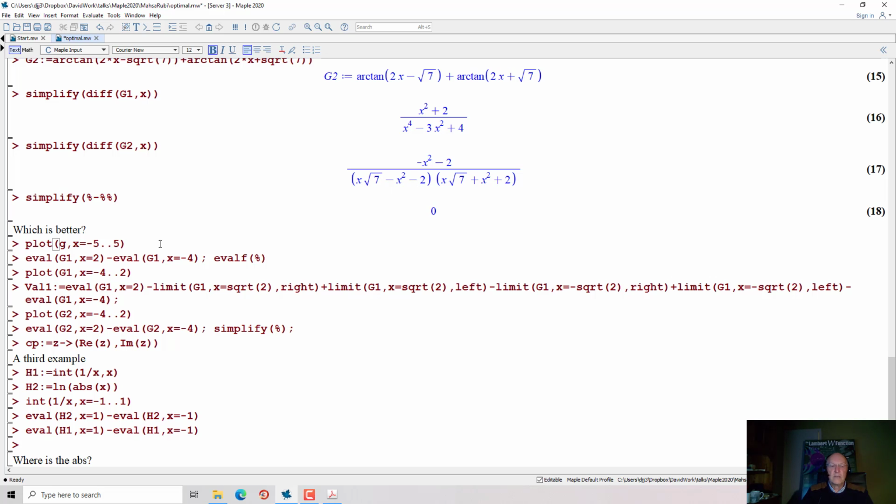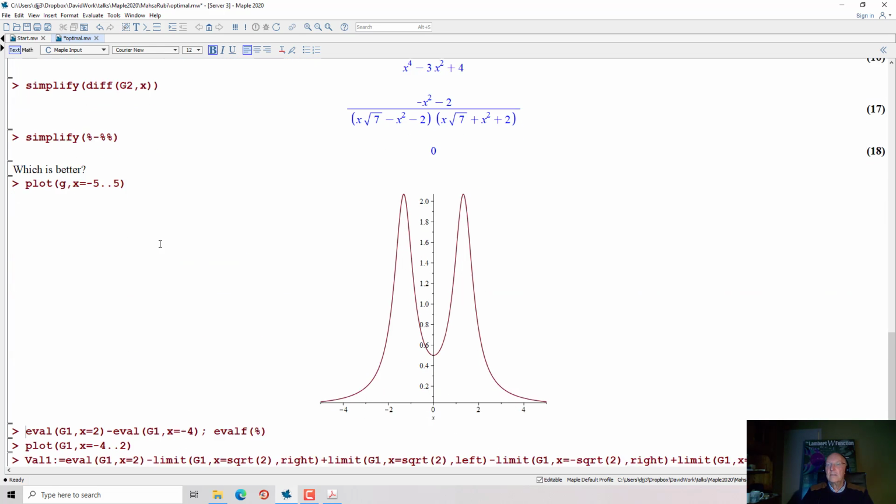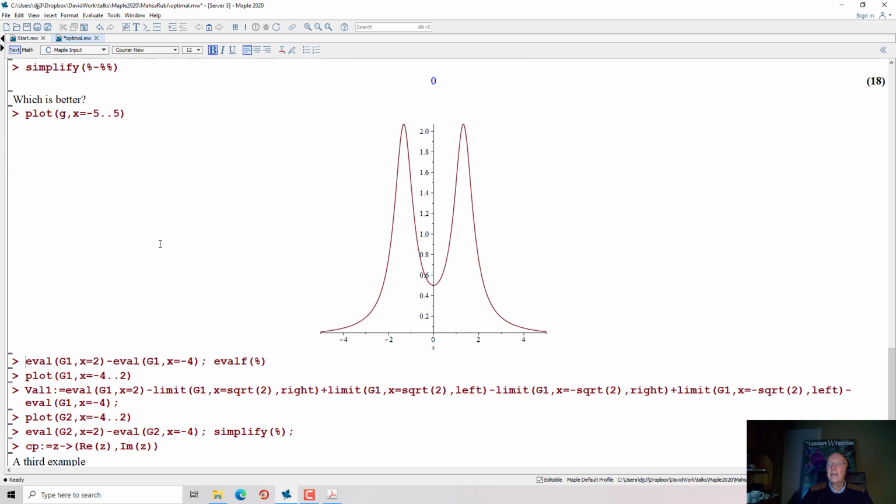But let us try and use these two results to calculate a definite integral. Here is a plot of g, the integrand. Remember that the integral is the area under the curve. So g1 and g2 are both expressions describing the area under this curve.